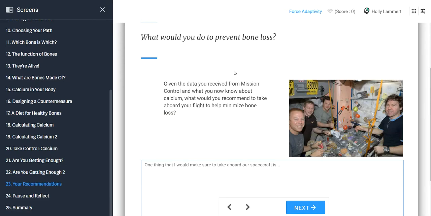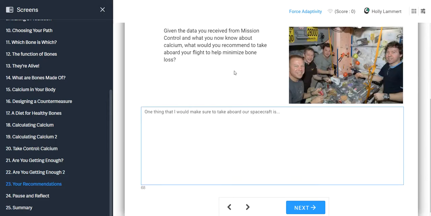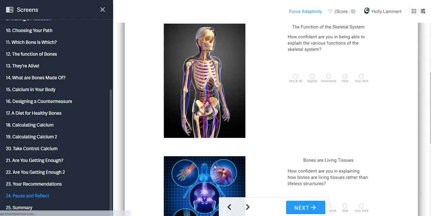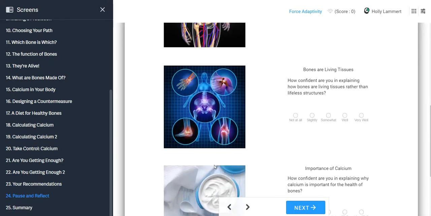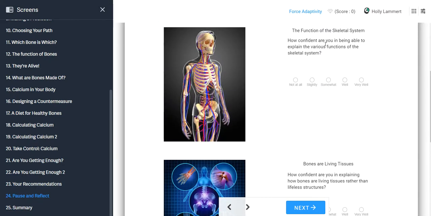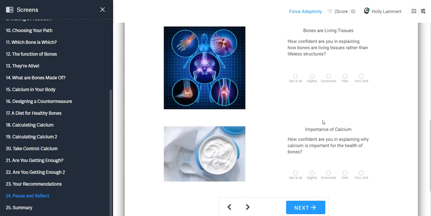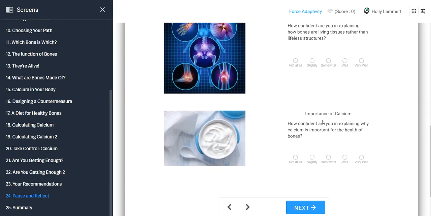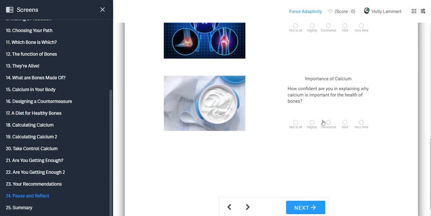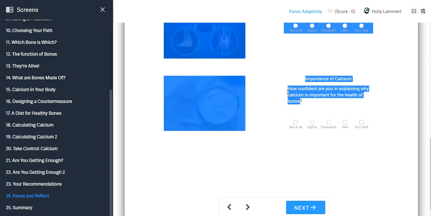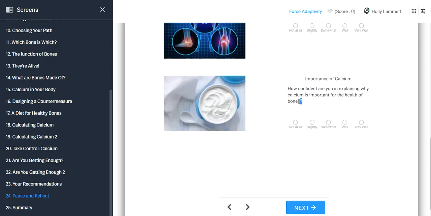And then, yeah, your recommendation, and pause and reflect. How confident are you to know the function of the skeletal system? Bones are living tissues made of osteocytes, osteoblasts, osteoclasts, and calcium is important for the structure of that spongy bone and compact bone. And then how much are you getting?